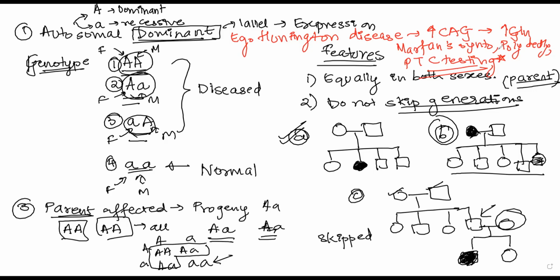Now let's move on to the next category, that is autosomal recessive. Like autosomal dominant, autosomal recessive is also going to appear equally in both sexes. Why? Because it is an autosomal trait. So one thing is sure, that it is equal appearance in both sexes. Now, next thing that you have to understand is the genotypes possible.